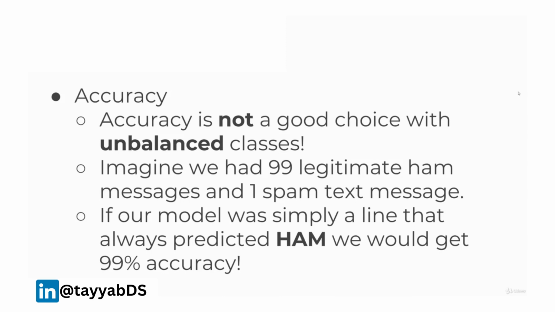Let's imagine a situation where we had 99 legitimate ham messages and 1 spam text message. If our model was a simple line of code that always predicted ham, that means we would get 99% accuracy, even though it was incorrect on every single instance of spam. We got unlucky because we had an unbalanced class situation in our test dataset.